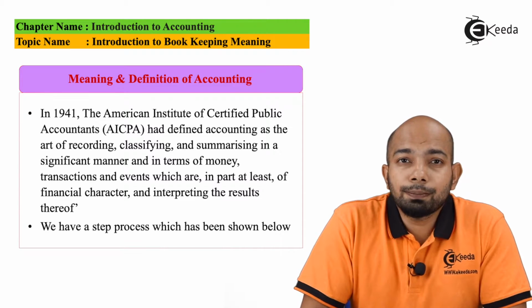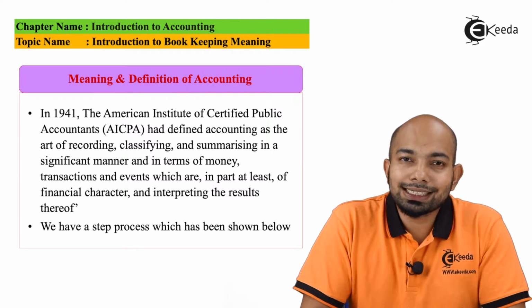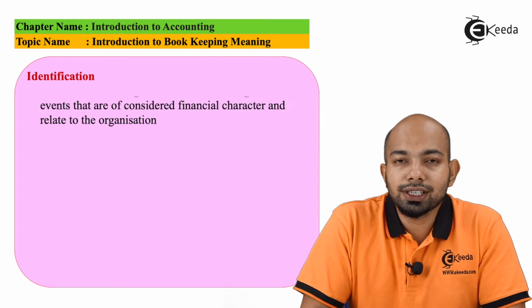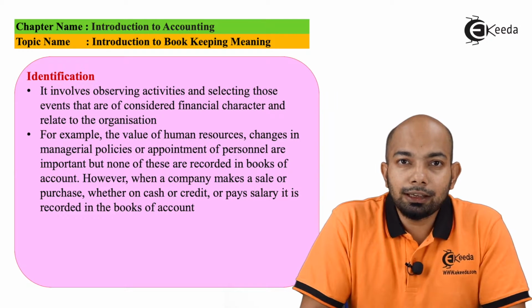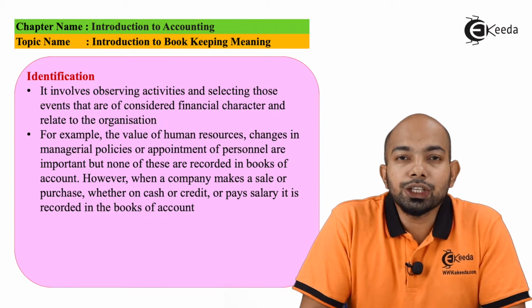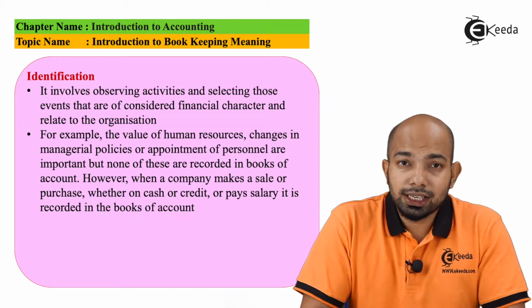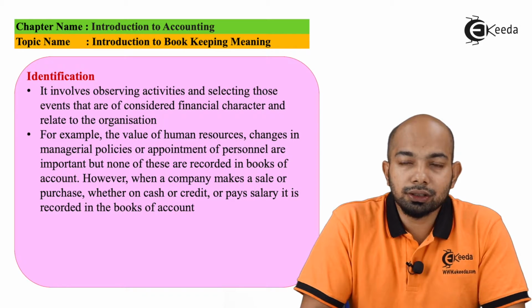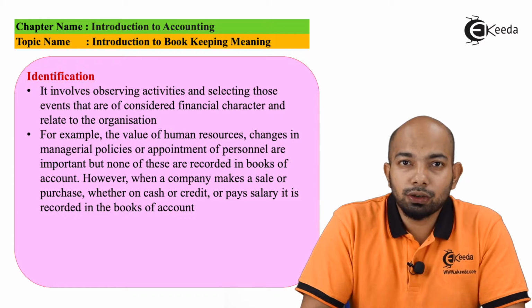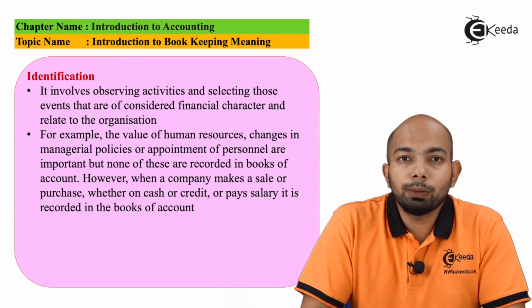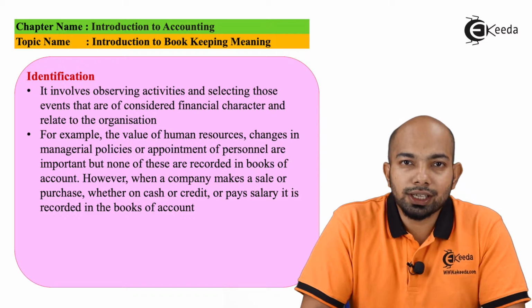So we have a step process we have mentioned here. It's a 7-step process. The first step being identification of transactions. When it comes to identification of transactions, it means you have to identify the nature of the transaction. Transactions which are of financial nature have to be recorded in the books of the accounts. Any transaction which is not of financial nature will be skipped from recording of the transactions.